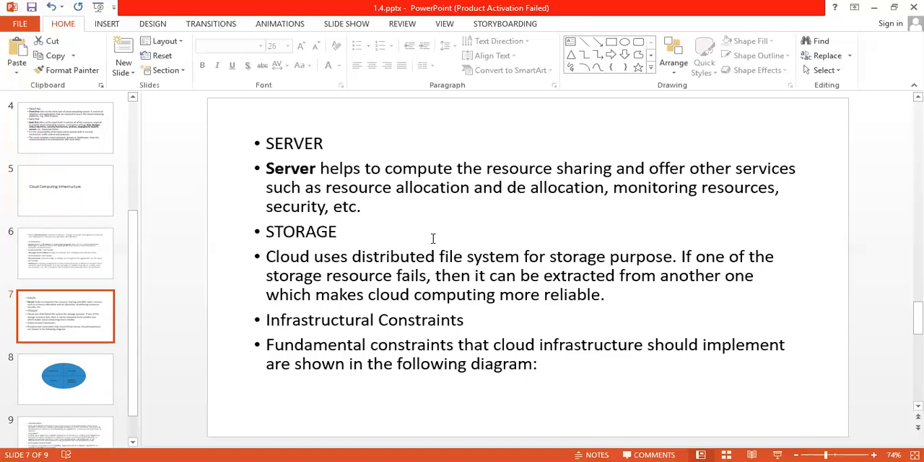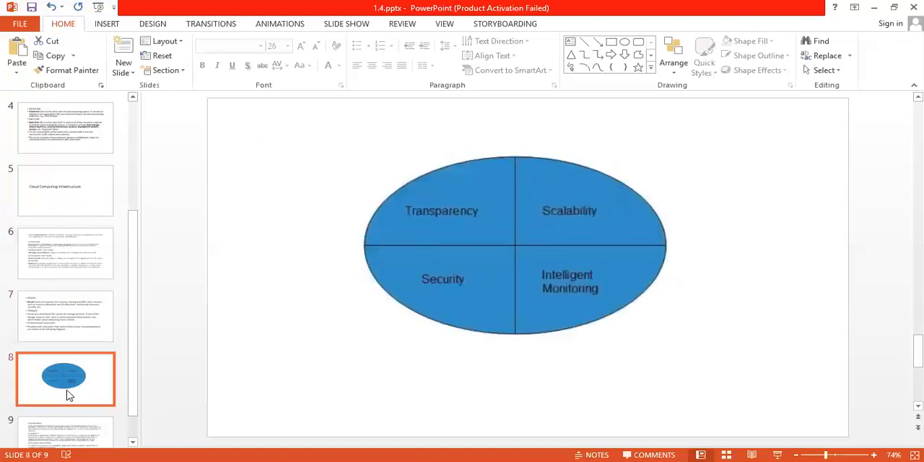Then infrastructural constraints. The fundamental constraints that cloud infrastructure should implement are shown in the following diagram. So here is one diagram which will show us infrastructural constraints. These are some points which we have to take into consideration while deploying any cloud. There should be transparency, there should be scalability, there should be security, there should be intelligent monitoring.